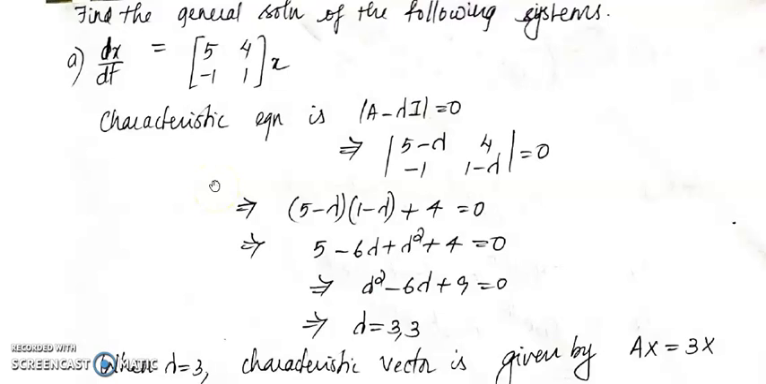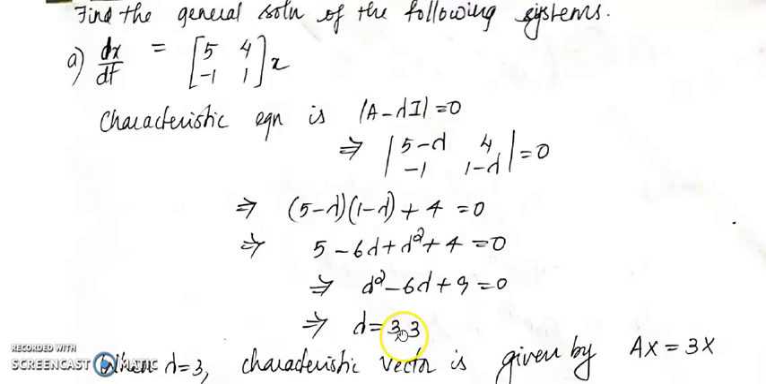First we will find out the characteristic equation. The characteristic equation is given by determinant of A minus lambda I equal to 0. Upon solving you will get the equation lambda square minus 6 lambda plus 9 equal to 0. Therefore the roots will be 3, 3. So the roots are real and equal.